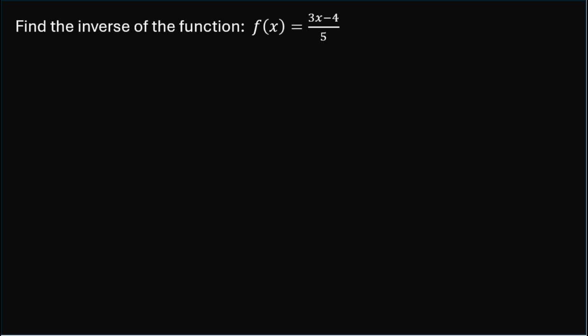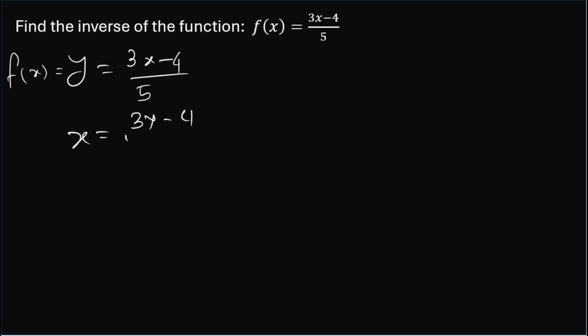So now our next problem will be: find the inverse function of f of x equal 3x minus 4 over 5. So first we will consider y equal f of x, so y equal 3x minus 4 over 5, and according to the same x coordinate, x equal 3y minus 4 over 5. So for this first equation we will multiply 5 for both sides.